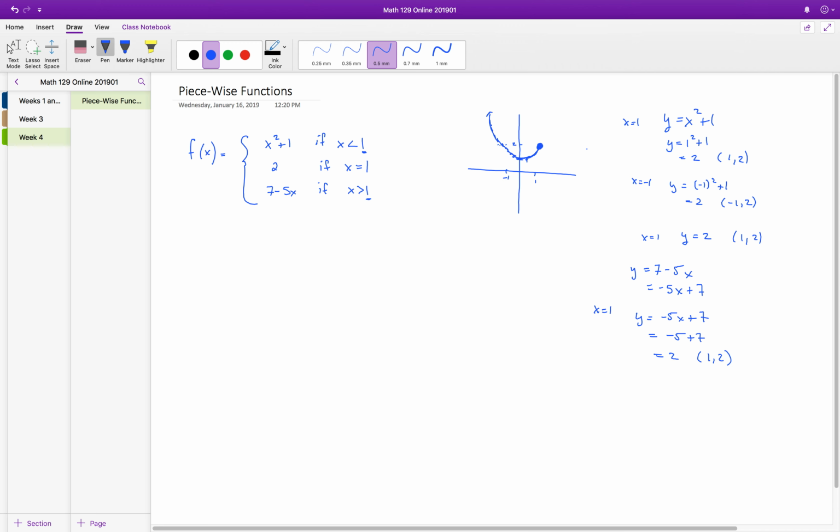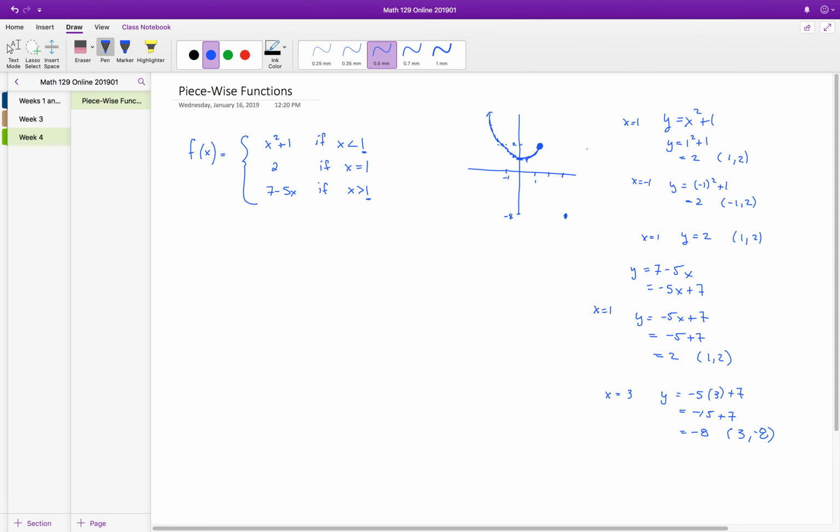And now I want another point to the right of 1. So really we could pick anything. I'm just going to grab 3. So y equals negative 5 times 3 plus 7. So this would be negative 15 plus 7, or negative 8, telling me that the point (3, negative 8) is on the graph. So again, consistent with what I'm thinking, because I know that this line is going to fall from left to right. So that would give me another point.